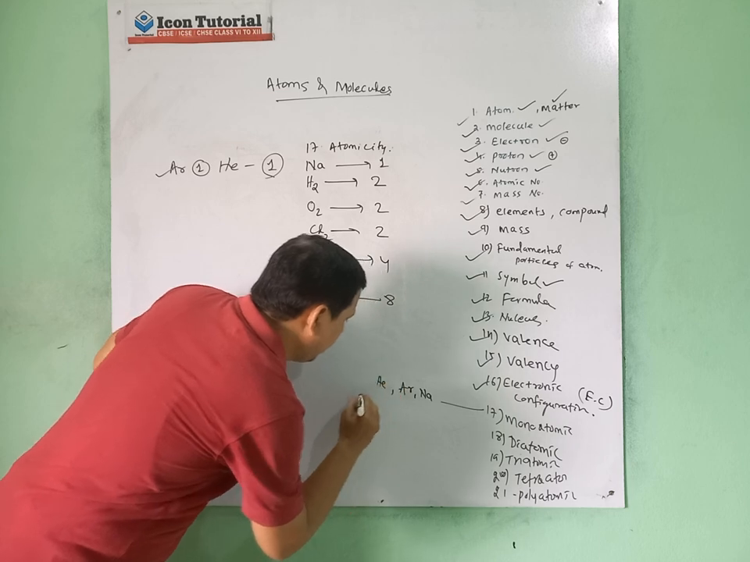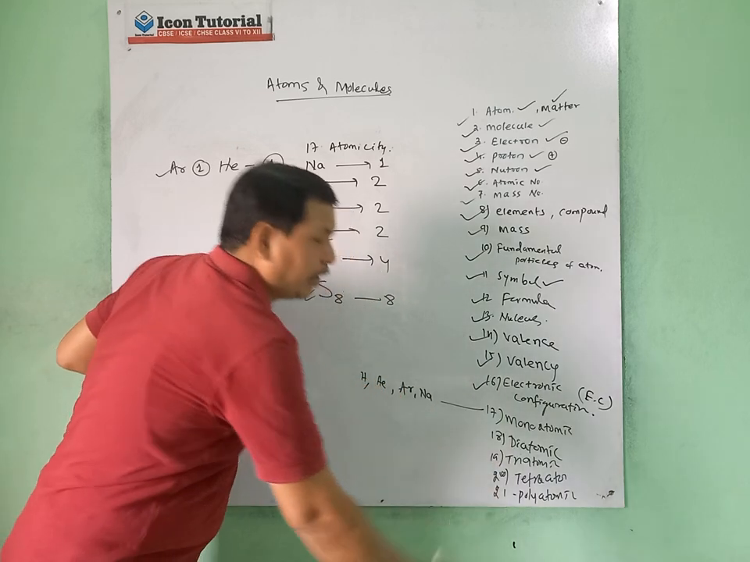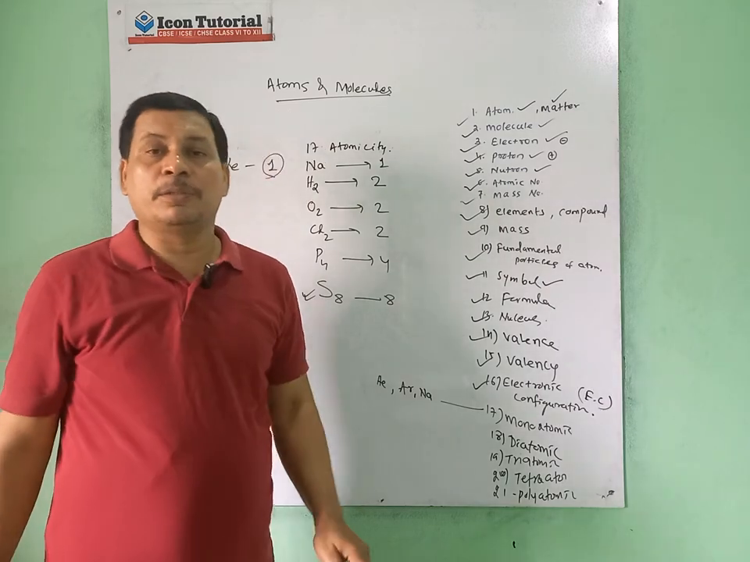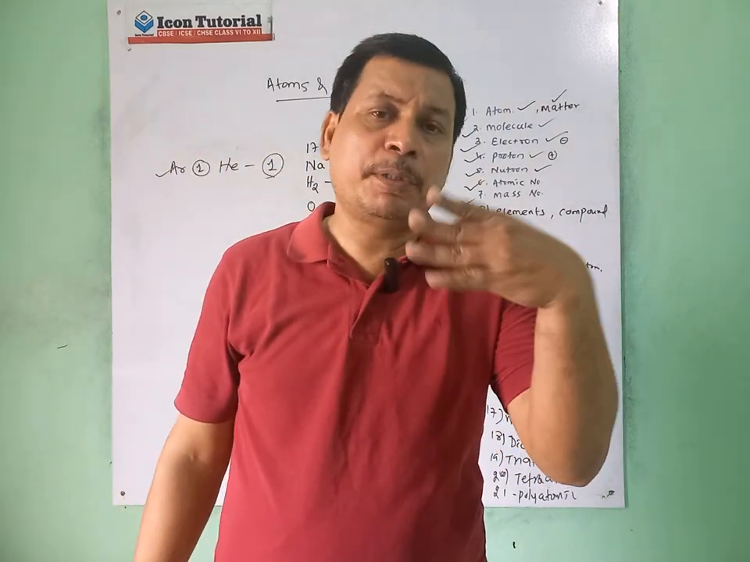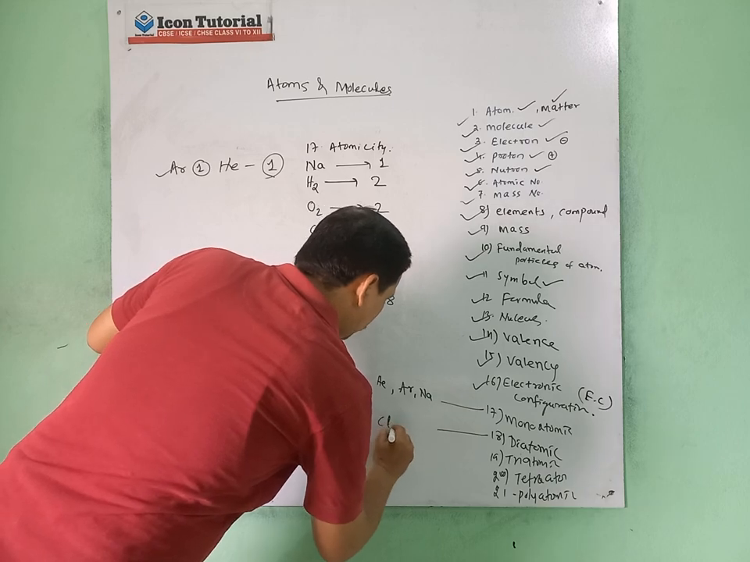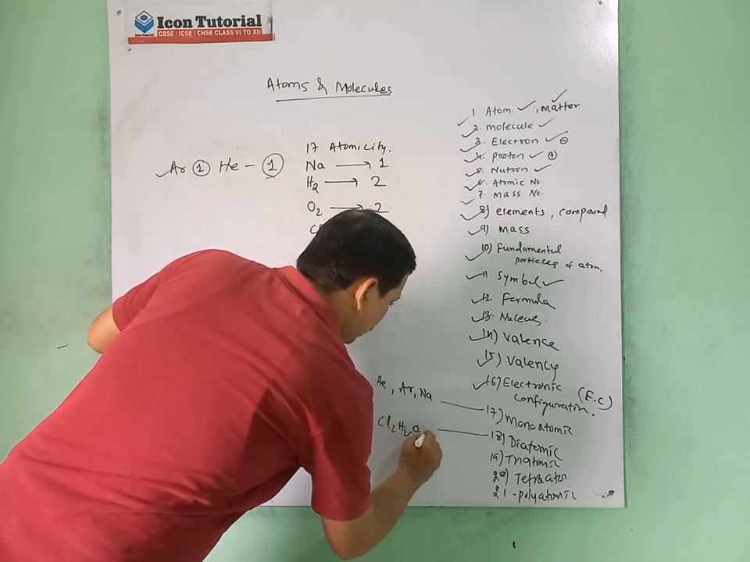Helium and hydrogen. These are monoatomic. Sorry, not hydrogen, hydrogen occurs as H2. So this is monoatomic: one atom is enough to represent it as a molecular form. Then diatomic, that is Cl2, H2 and O2, etc.